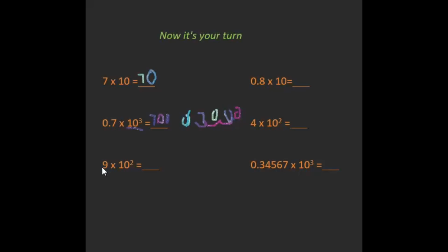Now we have 9 times 10 to the power of 2. 10 to the power of 2 is 100. So we can just put the 9 at the start, and remember, 100 has 2 zeros. So 1, 2 zeros. We can just stick 2 zeros at the end of the 9, and you'll get your correct answer. Let me just make room for our next 3 problems.